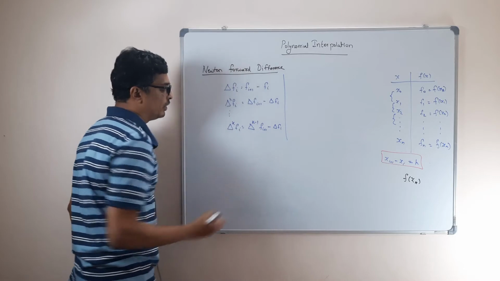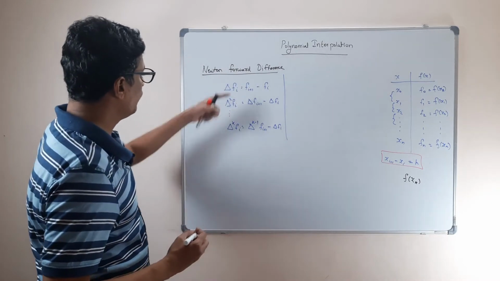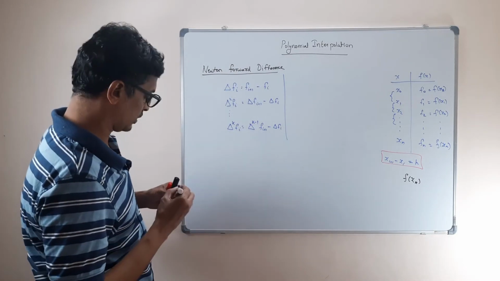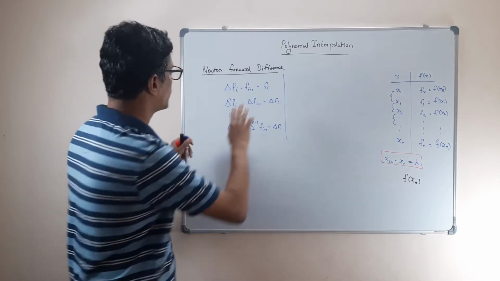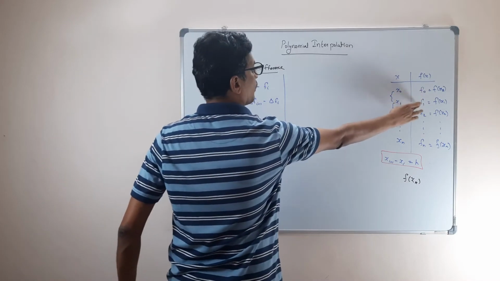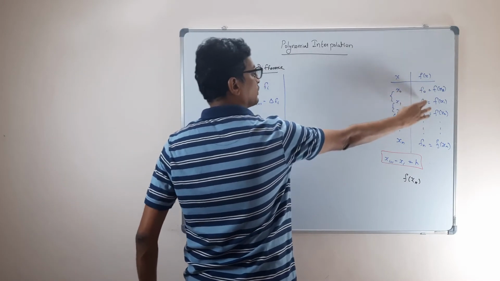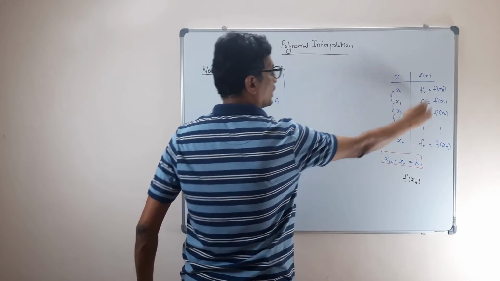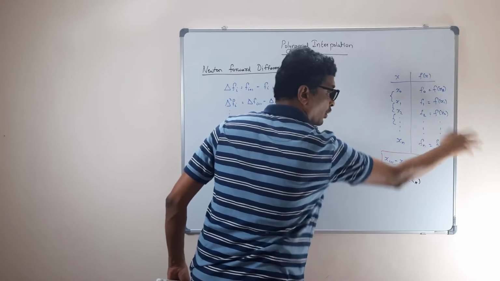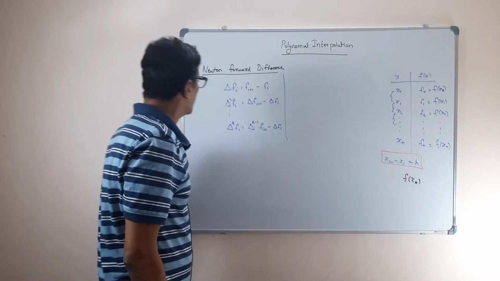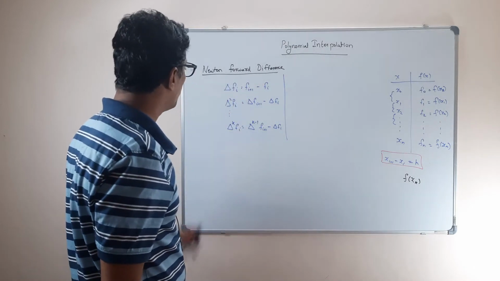So now, if I define such a forward difference operator, it is nothing but the difference f of 1 minus f of 0, f of 2 minus f of 1, f of 3 minus f of 2, and then I keep on doing the difference again. That is the forward difference operator I defined.